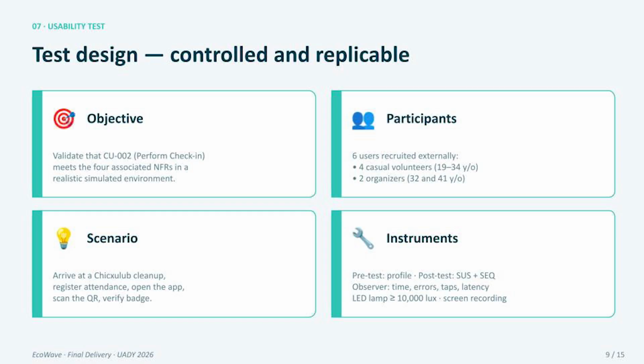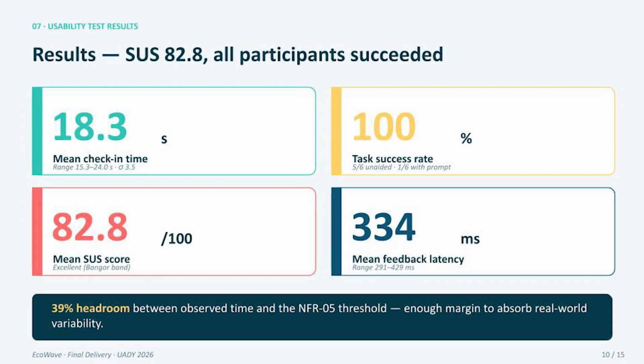badge. The instruments were a pre-test profile questionnaire, as well as a post-test and observer notes on time, errors, taps, and feedback latency. To reproduce real conditions, we used a high-intensity LED lamp at over 10,000 lux to simulate direct sunlight on the device screen. Here's what we measured: mean check-in time, task success rate, mean SUS score, mean feedback latency, and the bottom line.